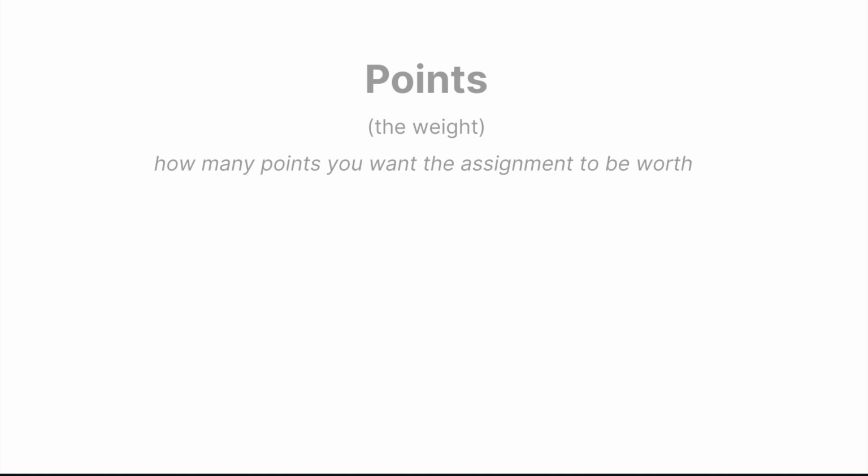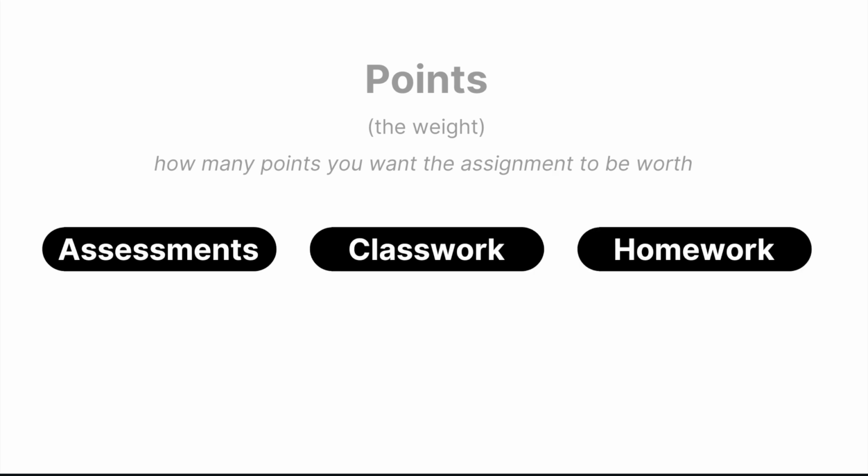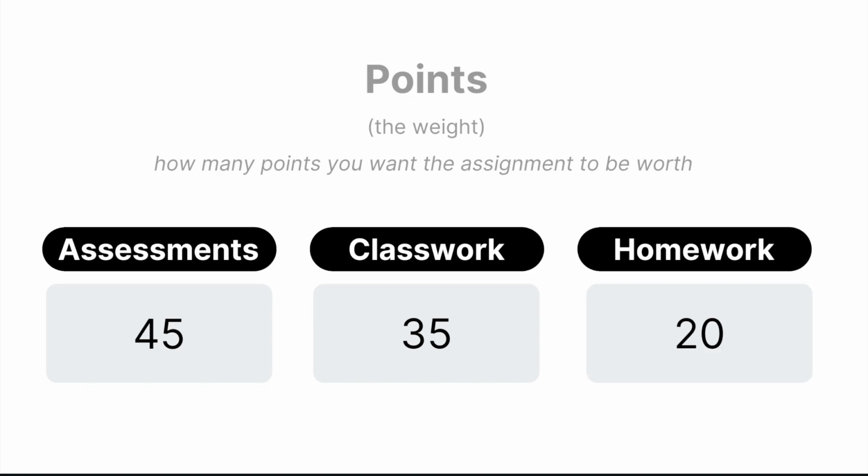Typically, you have 3 categories: assessments, classwork, and homework. In elementary, middle, and high school, assessments are typically worth 45 points, classwork is worth 35 points, and homework is worth 20 points. This ratio means that if you were to fail an assessment, it would hurt your grade more than if you were to fail a homework assignment. Classwork is worth in the middle, 35 points, homework, or independent work, is worth 20 points, and assessments are worth 45 points. Again, this is typical for elementary, middle school, and high school. However, check your syllabus to see if your ratio is different.